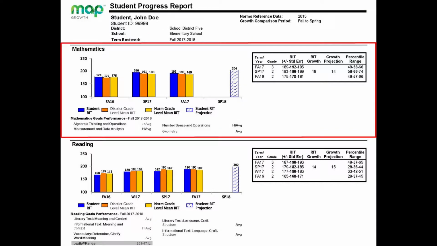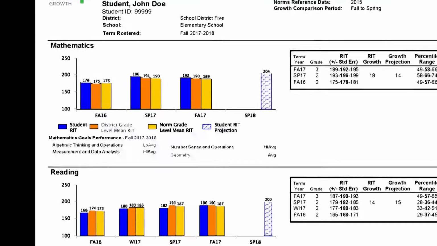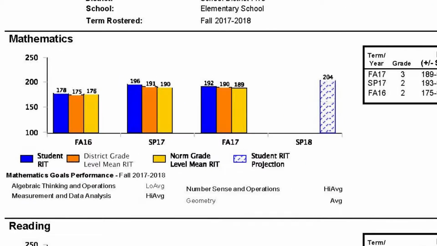The top of the report contains information on the student's progress in mathematics. The bottom of the report contains information on the student's progress in reading. Whether you are looking at mathematics or reading, one of the first items to review is the series of bar graphs on the left-hand side of the report. Bar graphs are arranged in clusters of 3. The clusters are set up so that the most recent administrations are on the right and the oldest administrations are on the left. The test administrations are also labeled below each cluster.